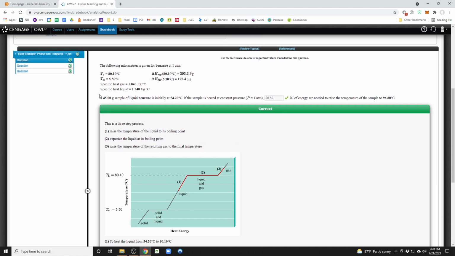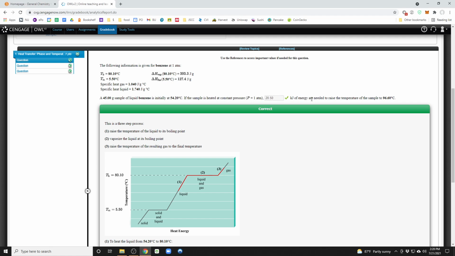Okay, and so it tells you a 45 gram sample of liquid benzene is initially 54.2 degrees Celsius. If the sample is heated at a constant pressure, that's important because the pressure would change the phase changes. But all these pressures should be 1 atmosphere. Essentially every question I'll ever give you in these earlier chapters will always be for 1 atmosphere. That's a more advanced thing if you have to change pressure. So that's just telling you, everything that you know so far is fine. You're good.